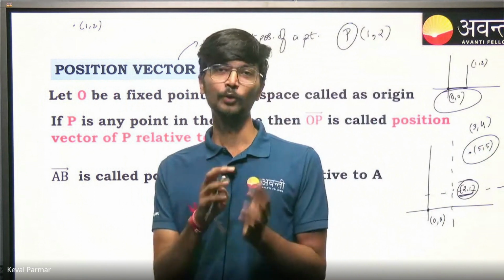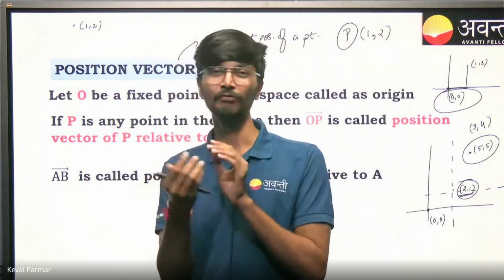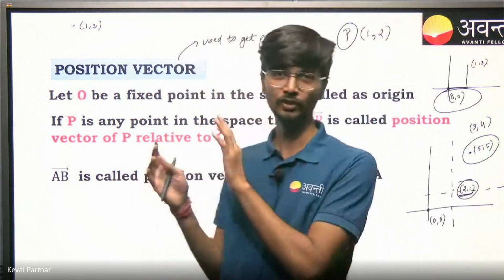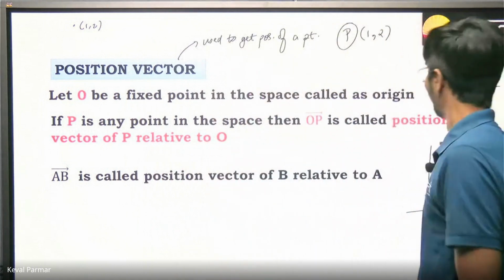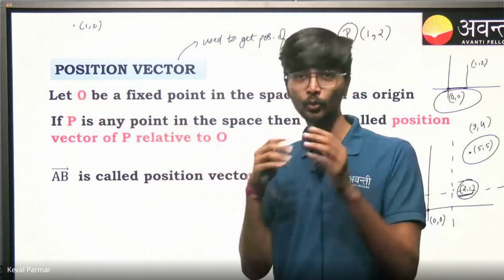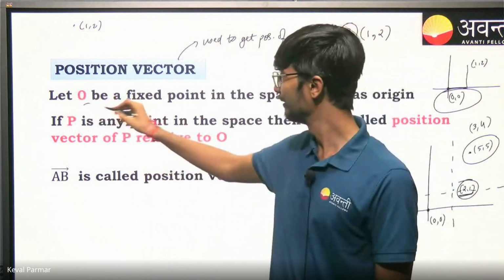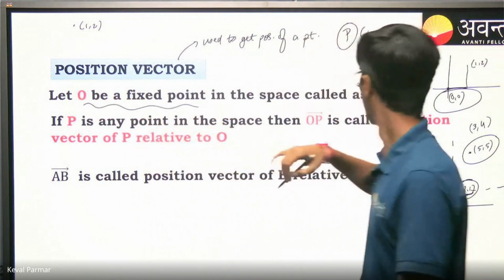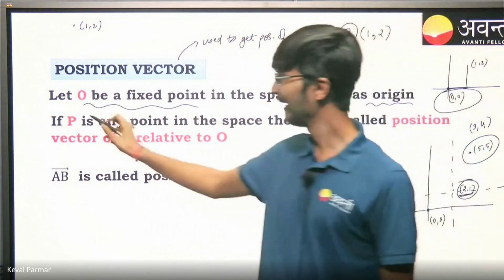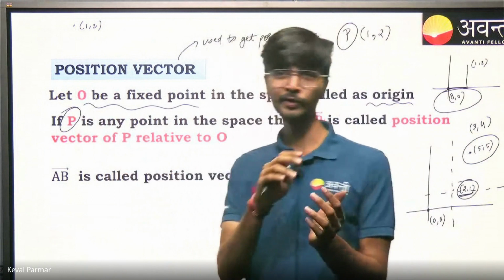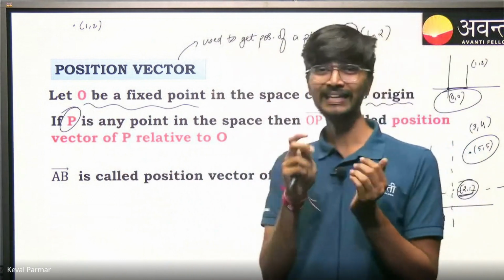So basically position vector gives position of a point. Now with respect to what, that depends on the question. Let's see how to denote it. Let O be the fixed point. Here we have taken O as origin and P is any point. Now I want to denote the position of P, but in terms of vector.